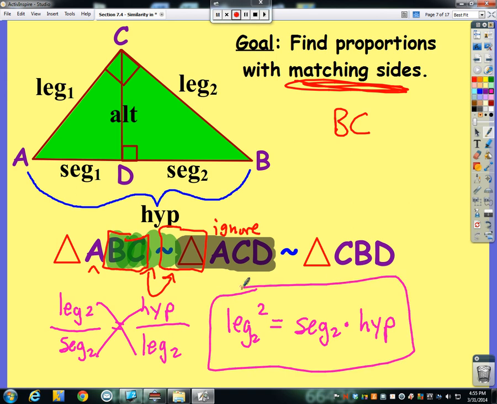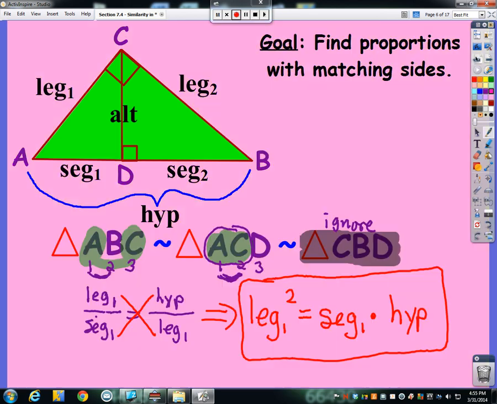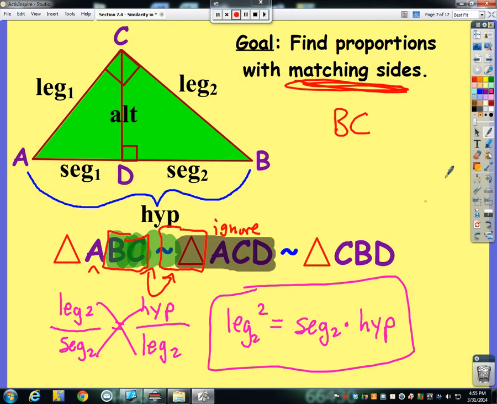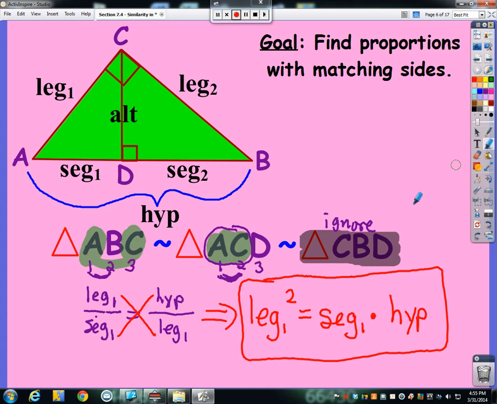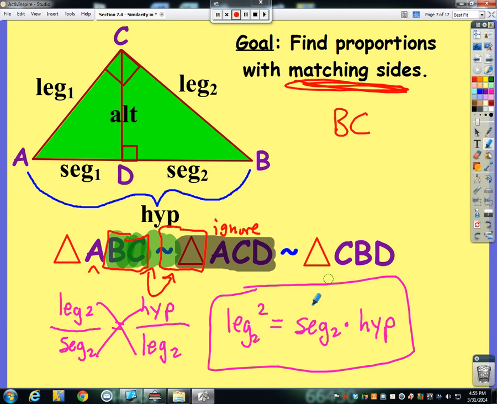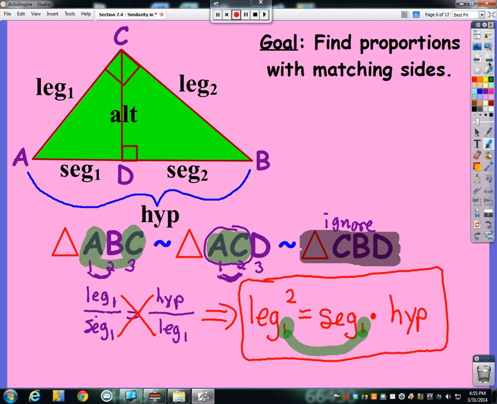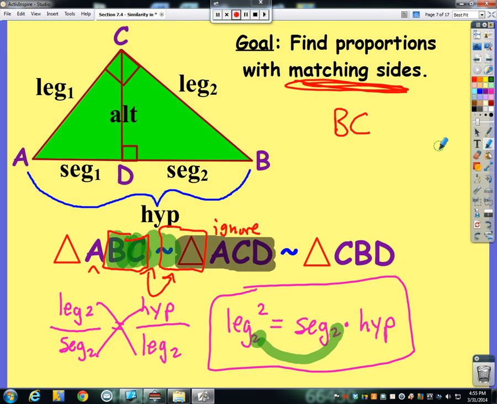Well, that looks an awful lot like the last one we did, right? Because it was leg squared equals segment times hypotenuse. This is the same thing, except the only difference is the subscripts, right? This was 1 with 1, and this is 2 with 2. So here's the great thing. You don't have to memorize this formula and this formula because they're essentially the same thing. This formula, though, will work two different ways.